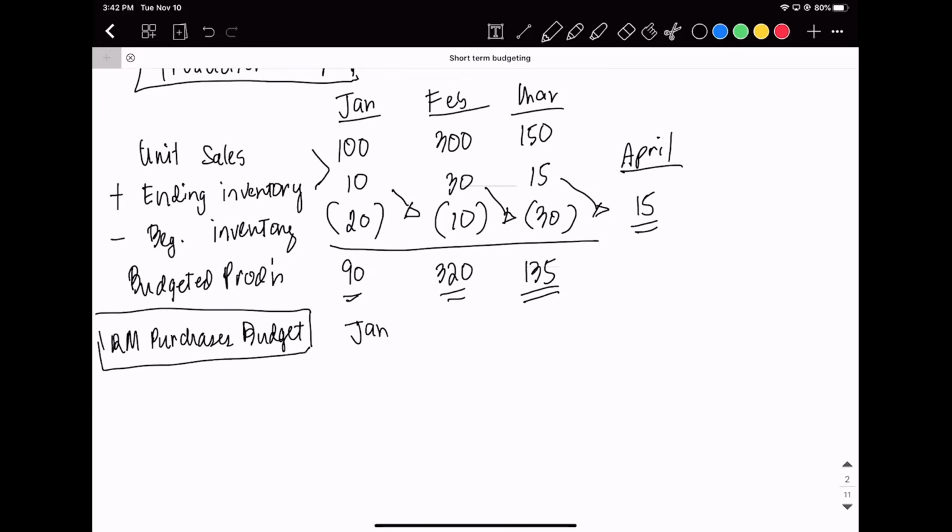So January. Okay, narinig nyo maingay? Hindi naman. Hello? Okay lang? Okay lang po, sir. So RM purchase, may construction kasi dito eh. Sorry. Okay. So January, February, March.